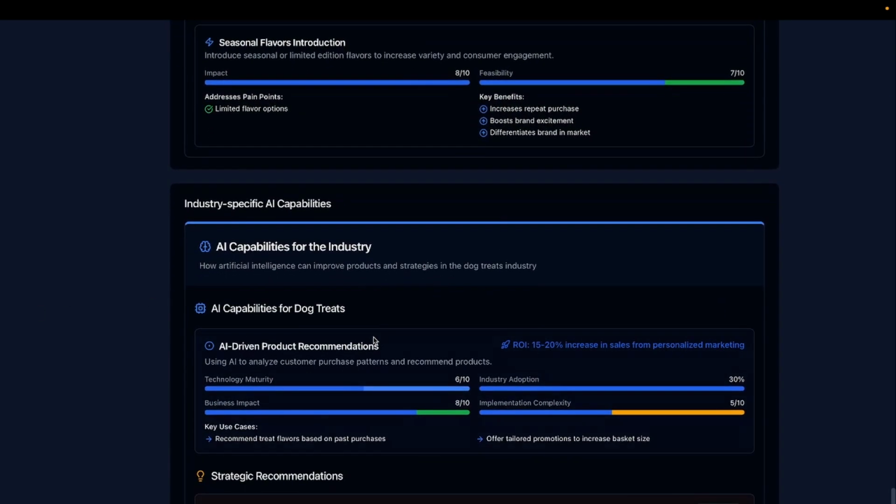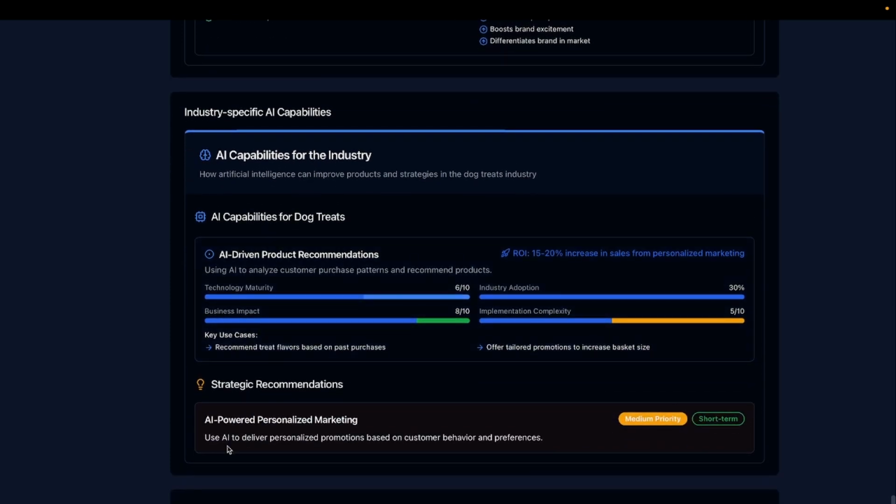Another section I added is how you can use AI in this sort of industry. You can't really use AI in ice cream itself, so it's going to be more on the sell side. You're going to have to analyze customer purchases and recommend products, right? So you've got a lot of information here. Strategic recommendations: you're going to use AI to deliver personalized promotions based on customer behavior and preference. So that's sort of it.